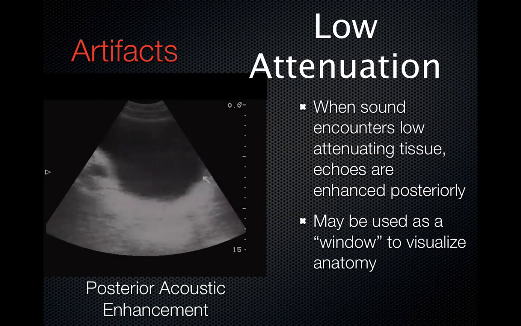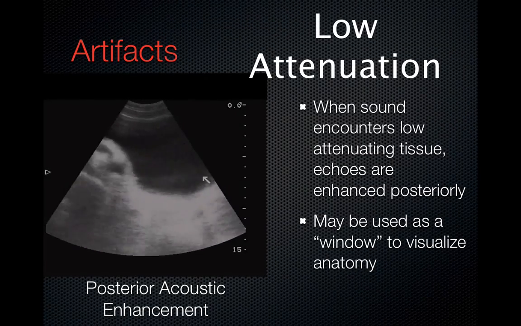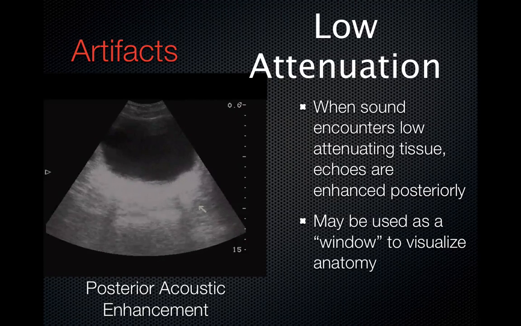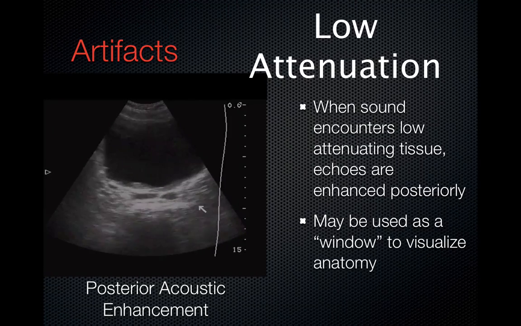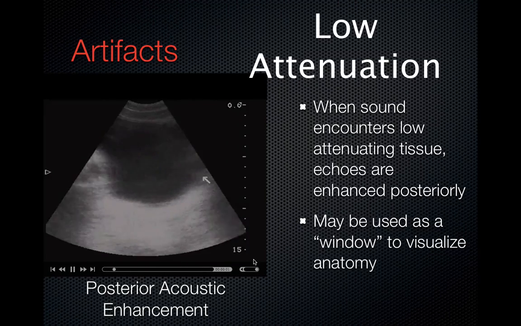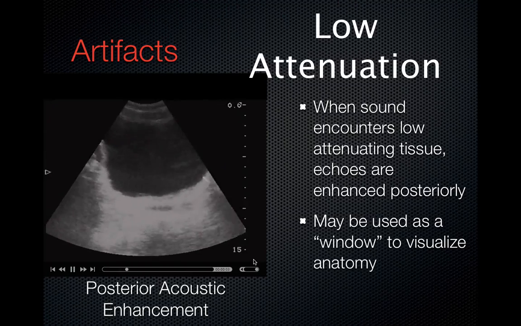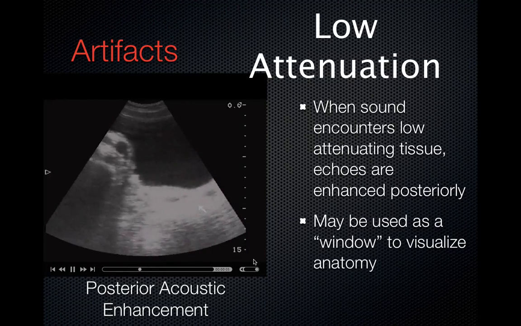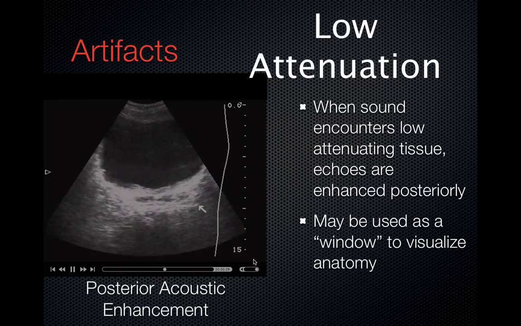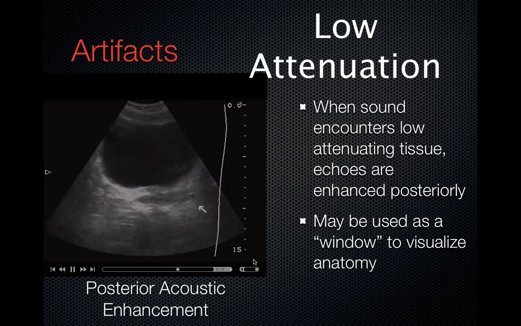Here's an example. With the bladder, when ultrasound beams go through the bladder, the sound is enhanced posteriorly, and you actually get an image that is too bright. Here you can see that the gain in the far field is being adjusted down so that we can actually see what's behind all that hyperechoic artifact. See, the gain there is being adjusted down.